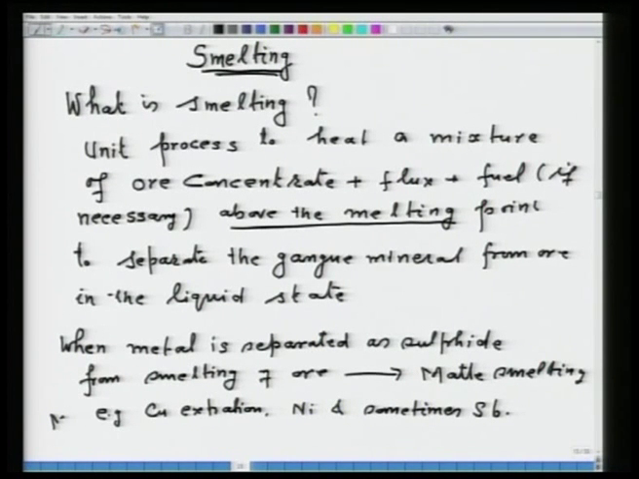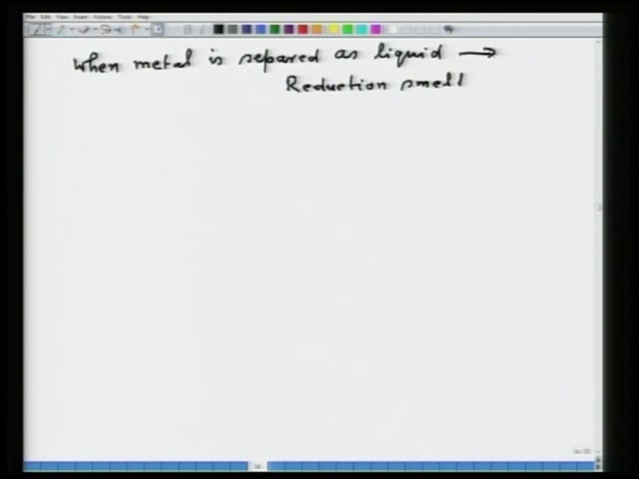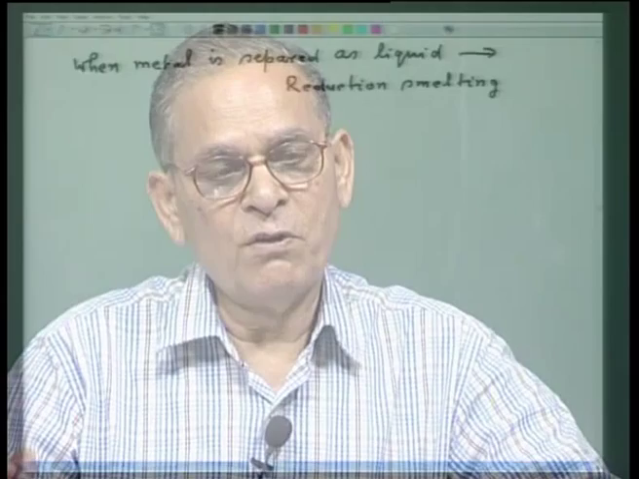Now, another, when metal is separated as liquid, then it is called reduction smelting. So that means we have matte smelting and we have reduction smelting. In matte smelting, we separate gangue mineral and produce a matte. In reduction smelting, we also separate gangue mineral, but mind you, here we produce liquid metal.